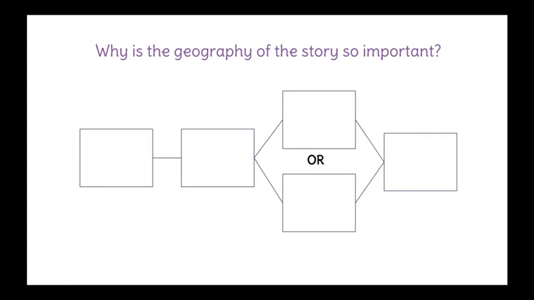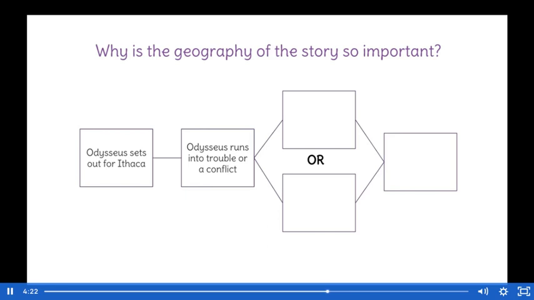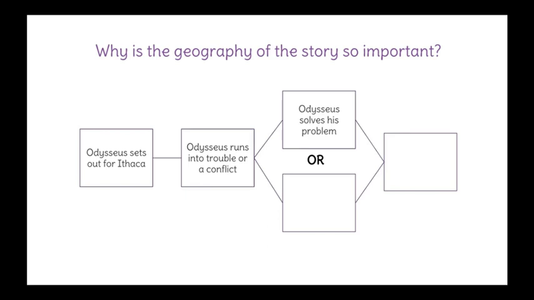Many of the chapters of the Odyssey follow the pattern in this graphic organizer. Odysseus sets out for Ithaca and then has to stop because he runs into some kind of trouble or conflict. He must then either solve the problem himself or rely on the gods to intervene and solve the problem for him. Eventually, Odysseus's problem is resolved and he sets out again only to make another stop and be presented with another problem.